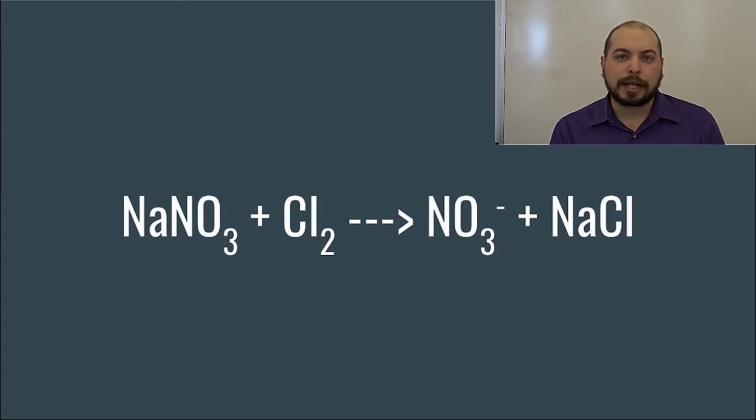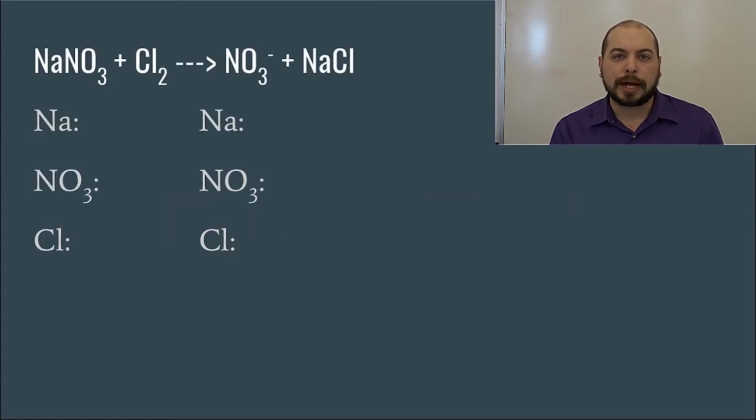The first thing that I'm going to do is write down the number of atoms of each type that I have on both sides of the chemical equation. So first is sodium. On the left side we only have one. On the right side we only have one. Then I'm going to put nitrate.